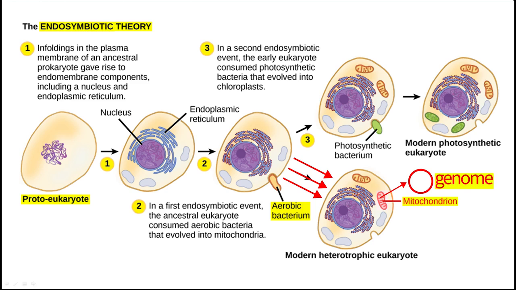Another example is photosynthesis. Some plant cells additionally took up a photosynthetic bacterium, and finally that bacterium survived in the form of chloroplast. This is the concept of endosymbiosis.